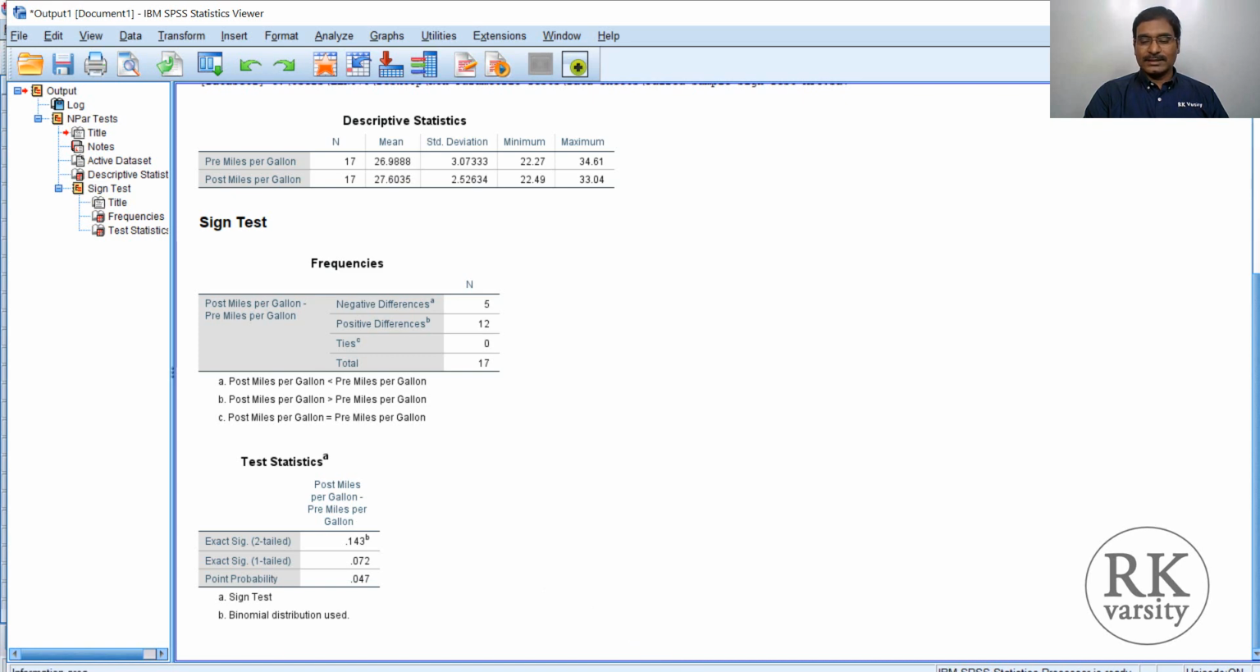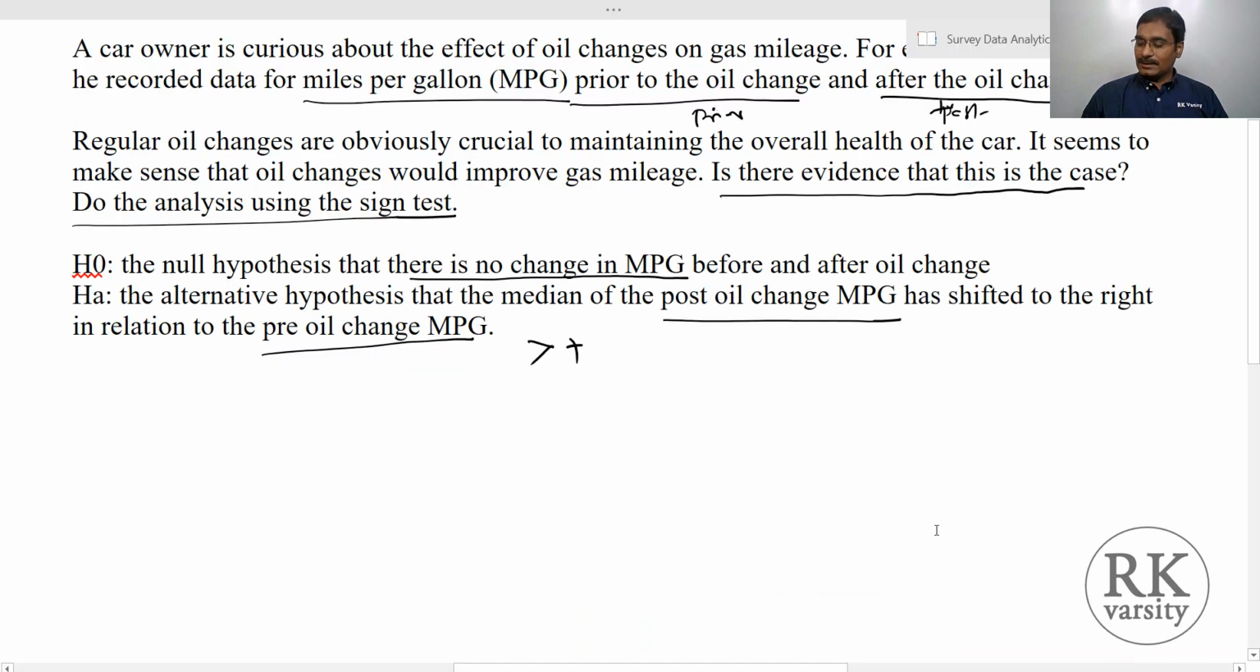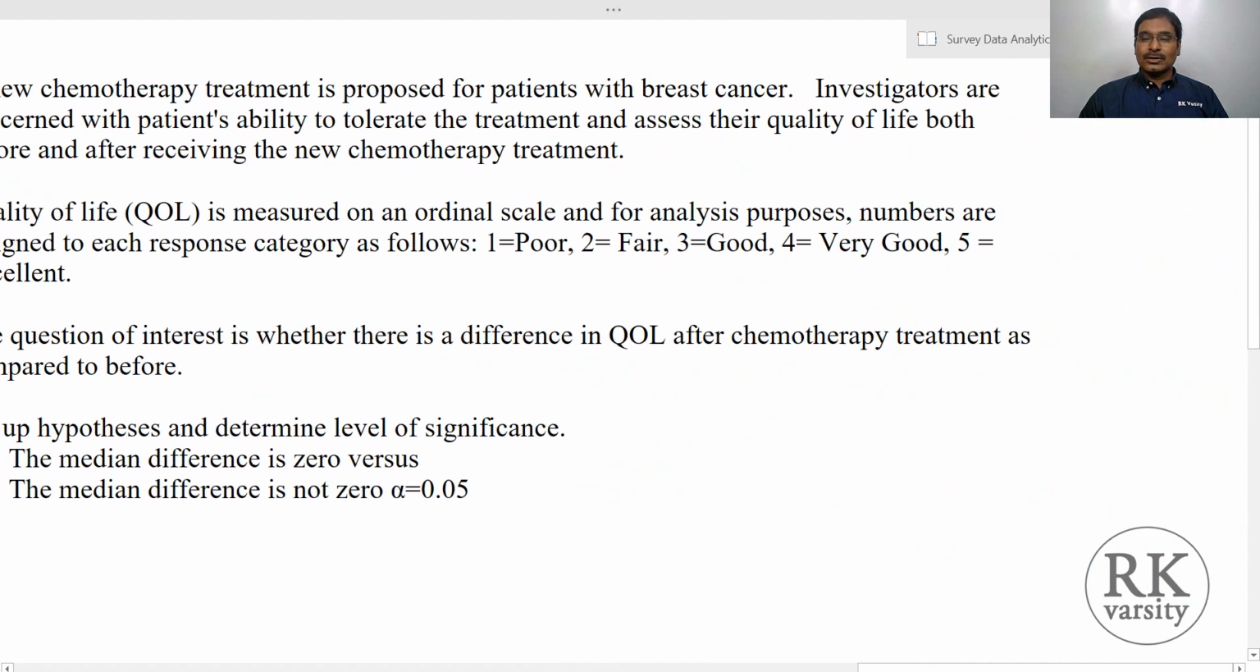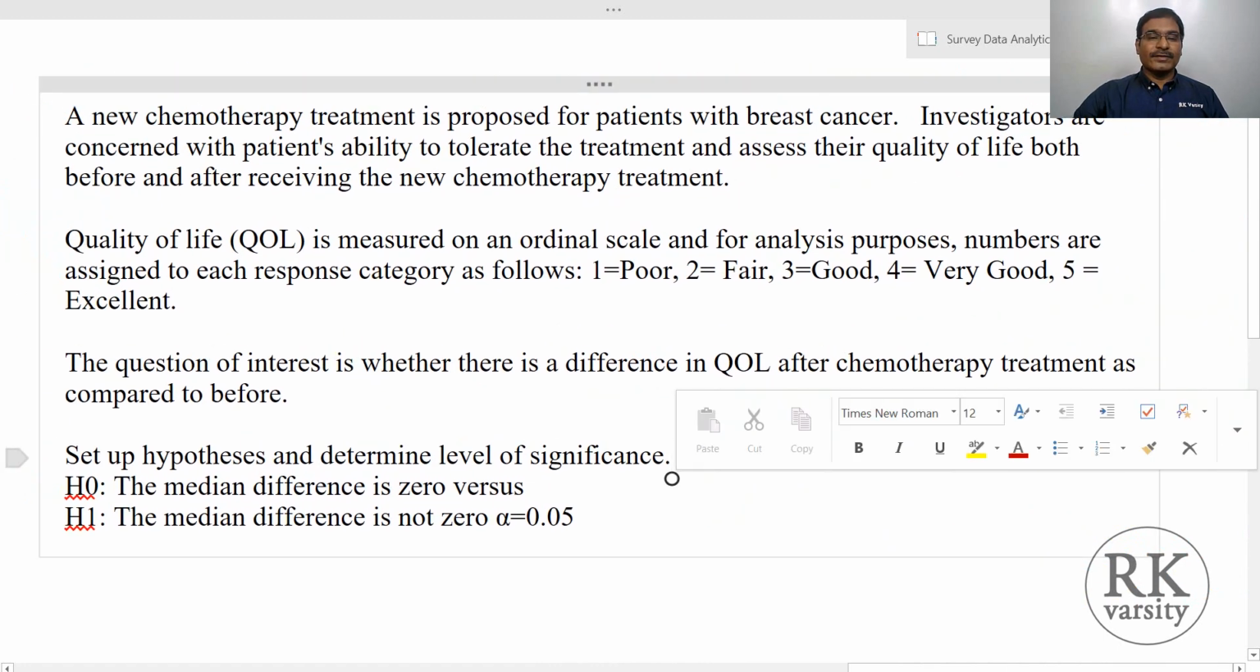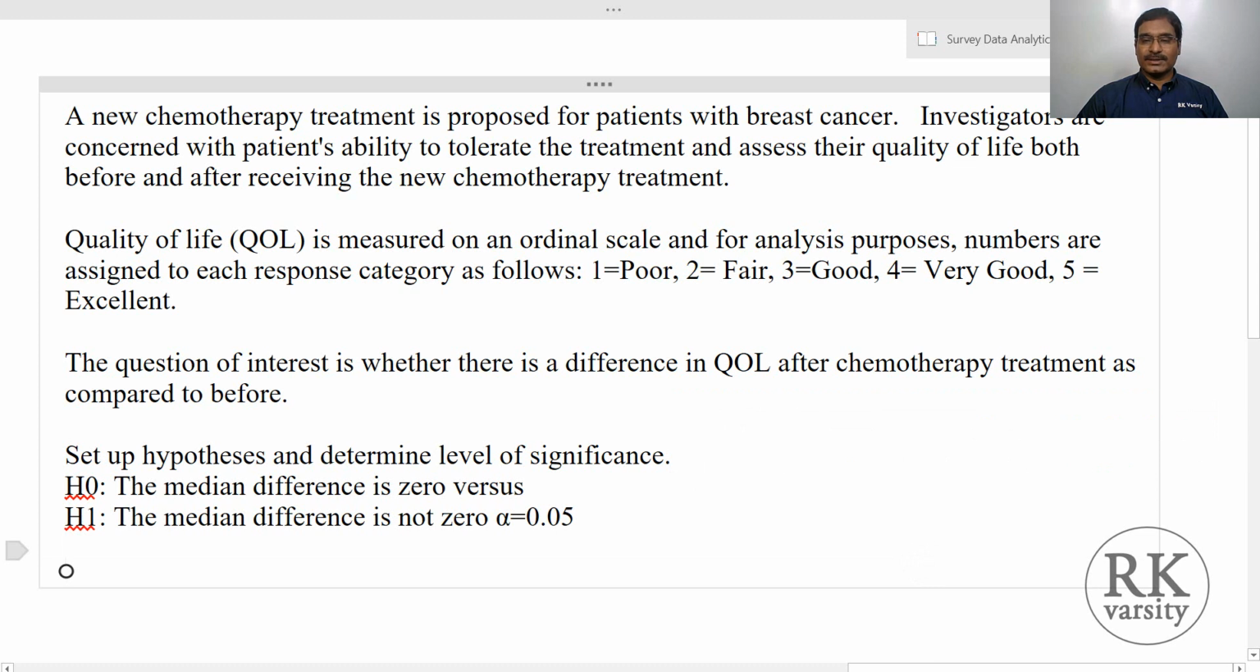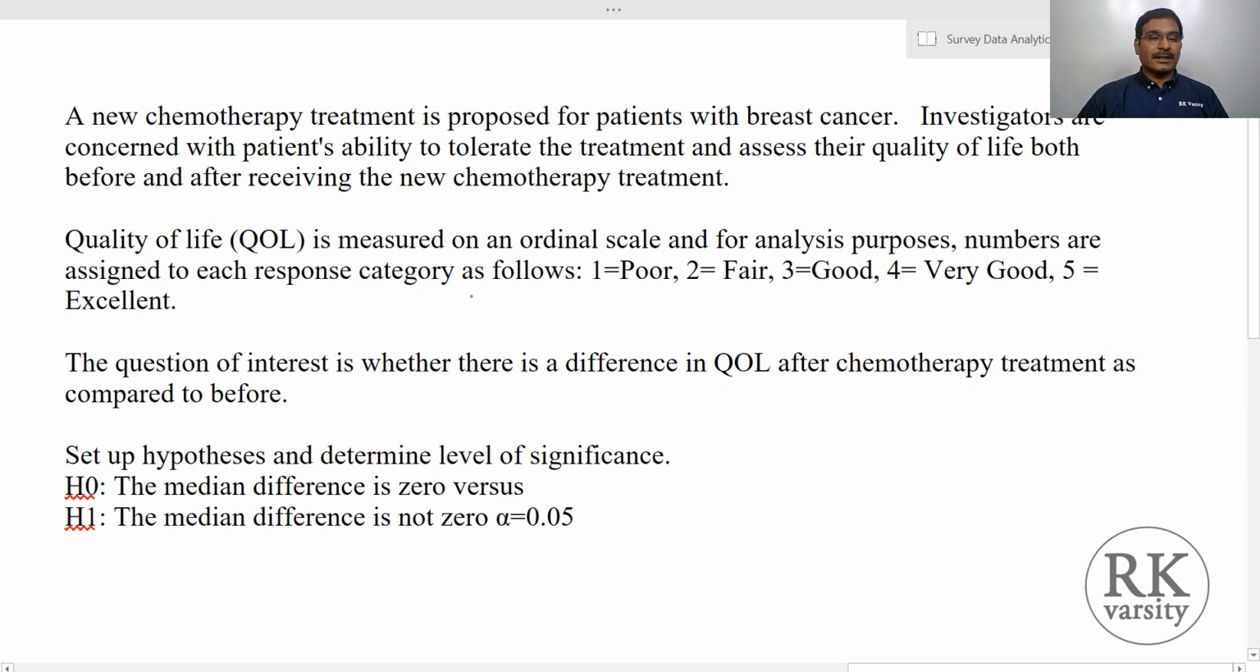This is one example, and now we look at the second example. In this second example, a new chemotherapy treatment is proposed for patients with breast cancer. Investigators are concerned with the patient's ability to tolerate the treatment, and they measure it on quality of life using a rating scale, where 1 is poor, 2 is fair, 3 is good, 4 is very good, and 5 is excellent. So this is your ordinal scale. Each respondent gives an answer, either 1, 2, 3, 4, or 5, any one they pick.